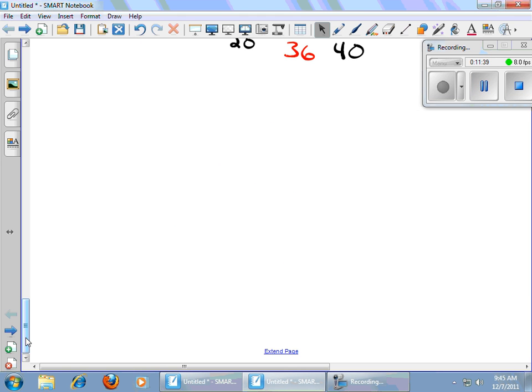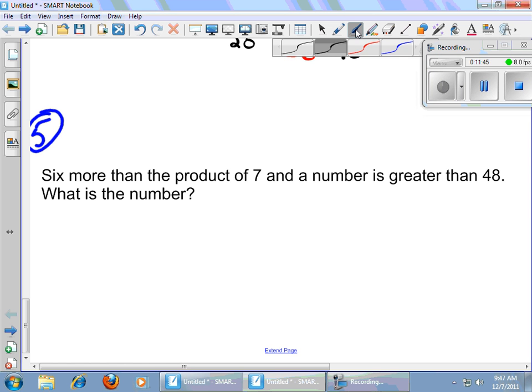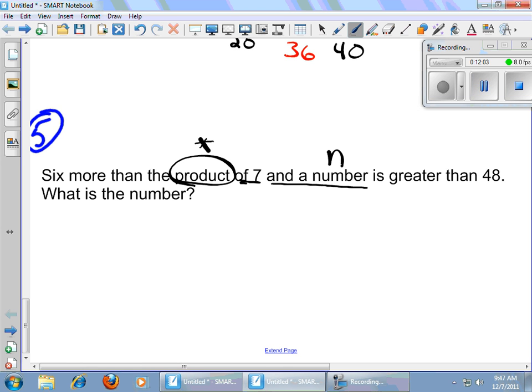Okay, here's your fifth example. It says that 6 more than the product of 7 and a number is greater than 48. Well, there's my number n. What do I need to do with n? I need the product. That means multiply. What two things am I going to multiply? 7 and a number. I think that would mean 7 times n. So I'm going to do 7n. The product of 7 and a number, 7n.